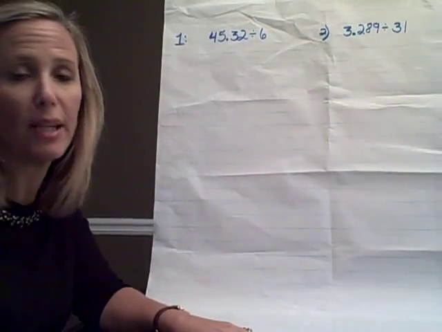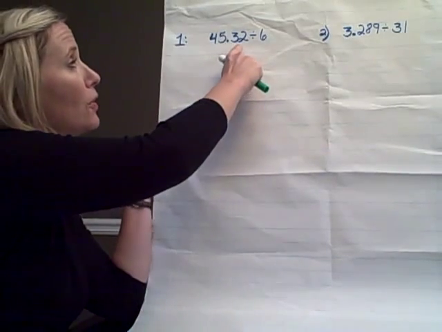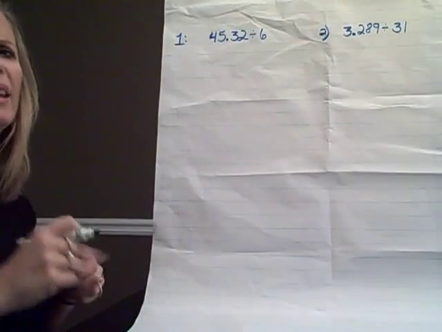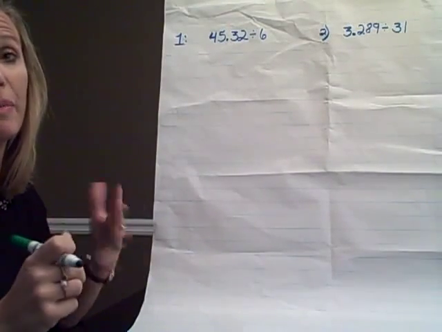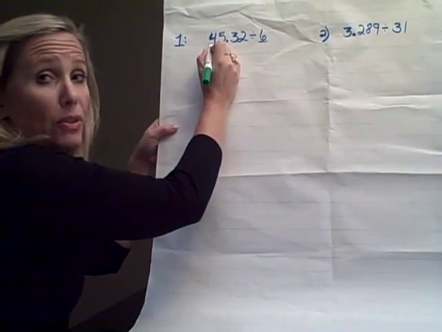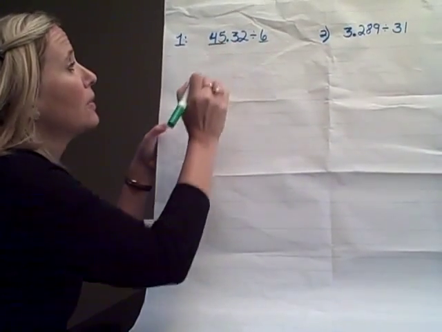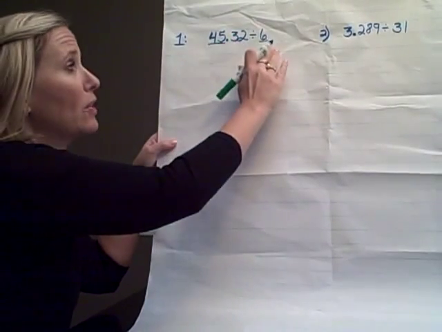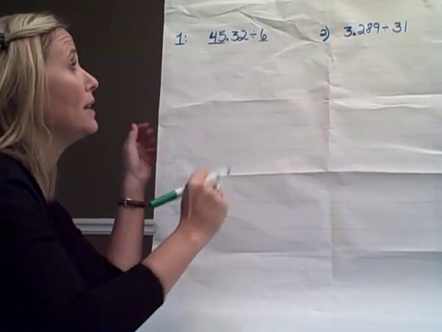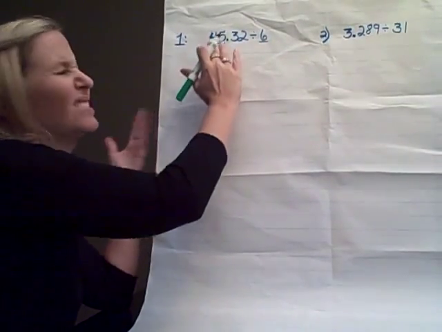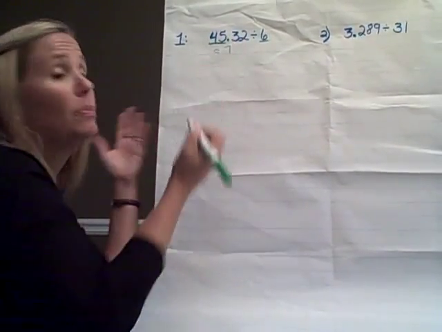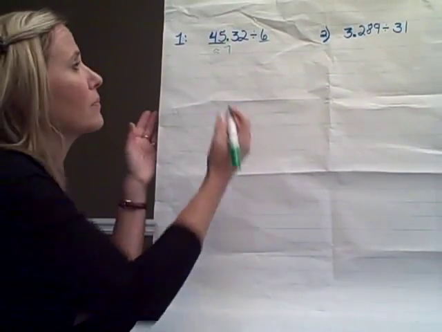If you look, your first example is 45 and 32 hundredths divided by 6. Before I put it in the house, I'm going to estimate, just because for me it's easier to estimate when it's horizontal. So I'm going to look at my 6, and 6 does not go into 4, but it does go into 45. My dividend is bigger than my divisor, so my answer is probably going to be a whole number, or a whole number and a decimal. The closest multiple I can think of is 42, so it's 7. So my answer should be somewhere around 7.